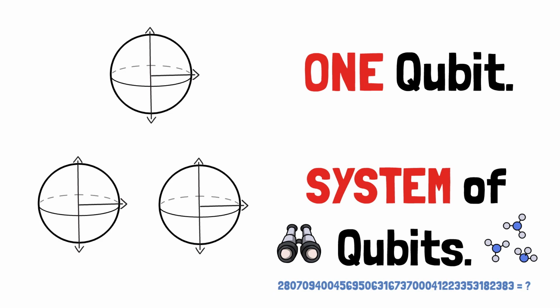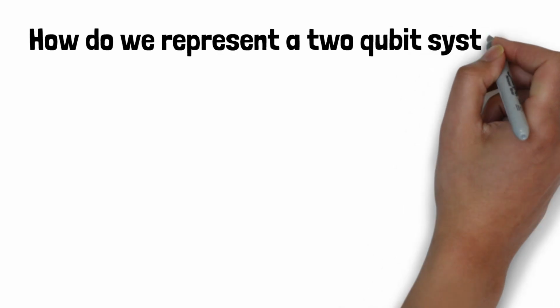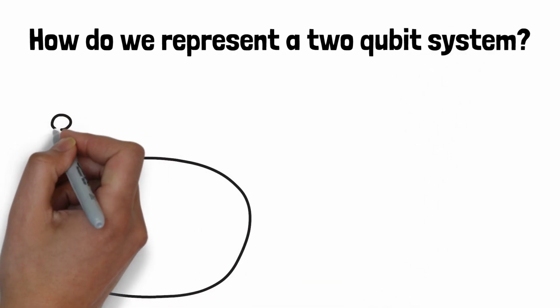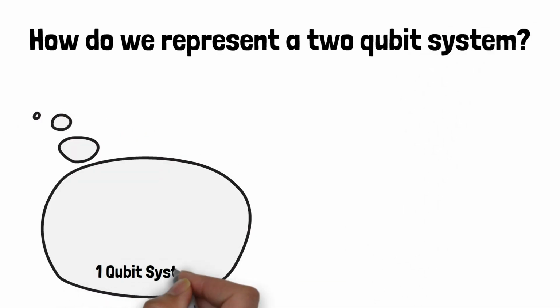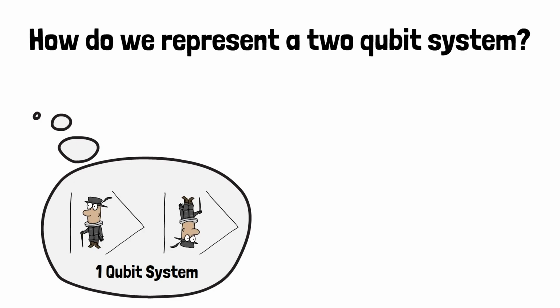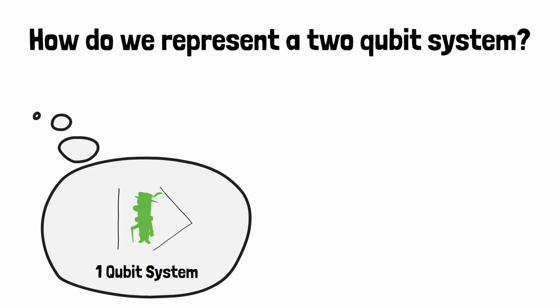Let's get started. So, how do we represent a 2-qubit system? Well, recall that with one qubit we had two possible states, up and down. So, you can think of this notation as denoting one of the possible states that a single qubit can be in.